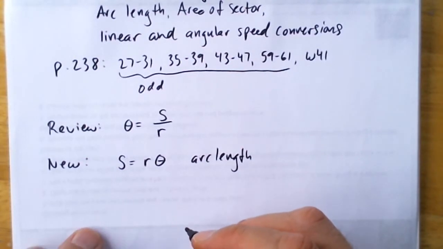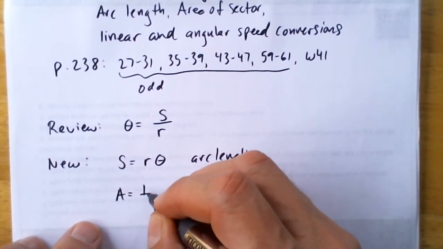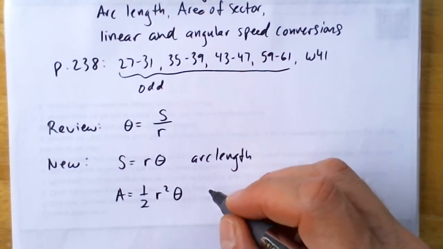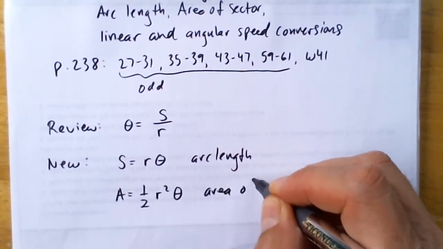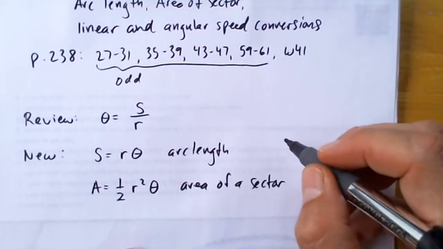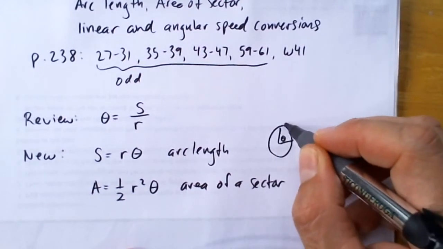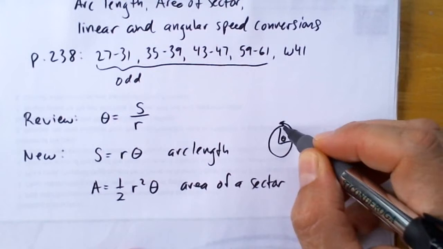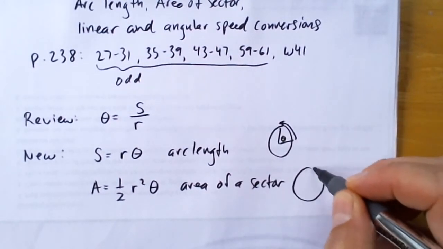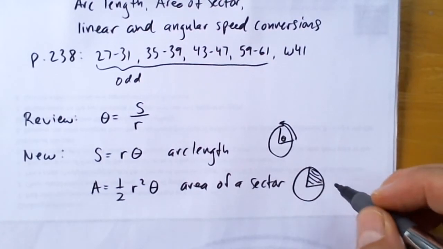We also have area of a sector, and that's area equals 1/2 r squared theta. And remember that arc length is, if we have a theta, then arc length is the length of the arc around the circle, and then if we had a sector, it's going to be the area of that part of the circle.